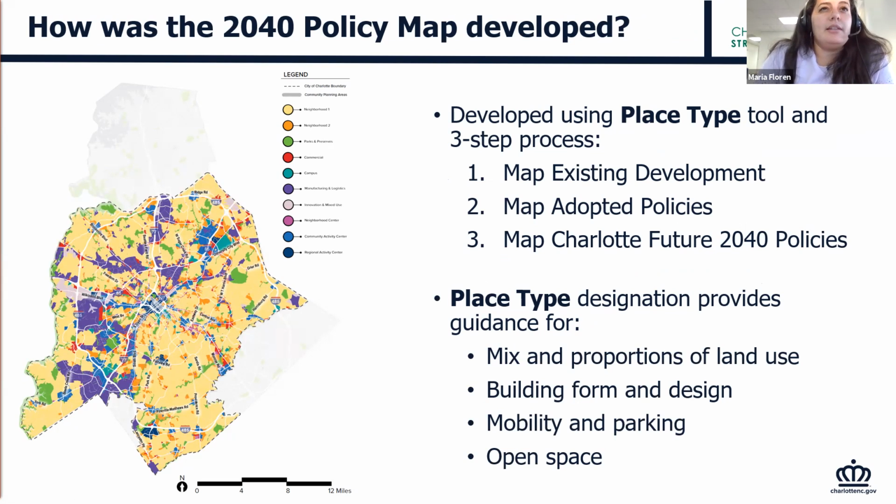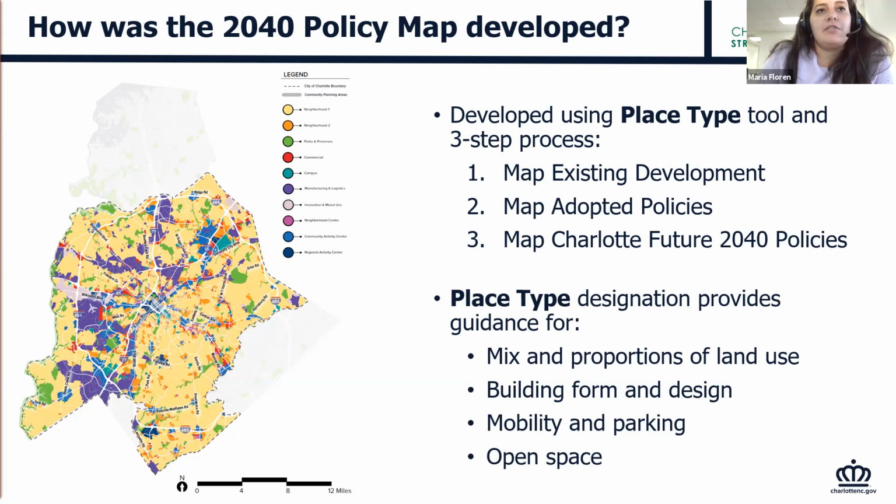They are more complete and holistic than the city's current classification system called future land use. Future land use only provides guidance for the type of development permitted on a property, either residential, commercial, or institutional. Occasionally, future land use can provide guidance on the level of density permitted. In comparison, place types provide guidance for the mix and proportions of land use, building form and design, mobility, and open space. The place types tool was vetted by the community during the development of the comprehensive plan.